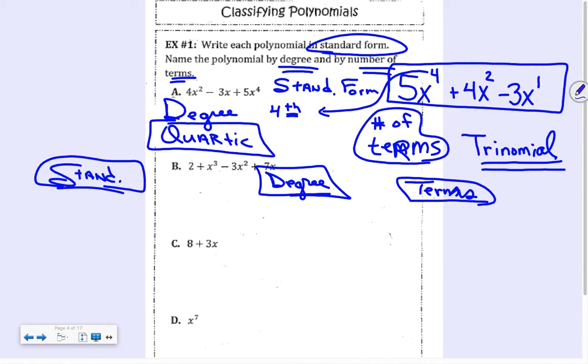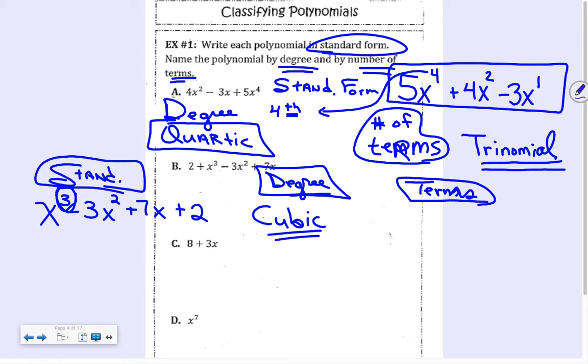Okay. Standard. Letter B. In standard form, Felicia, what is it? Letter B. X cubed minus 3x squared plus 7x plus 2. Say again, plus 2? Yeah. Okay. Would you guys agree? Okay. Degree, what do you call it by degree? It's highest powers right here. Name, cubic. I know it's 3rd degree, guys. I know that. But there's a name that goes with 3rd degree. It's called cubic.